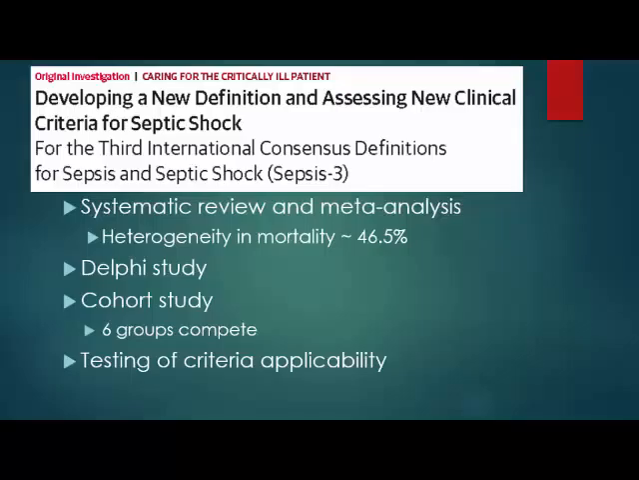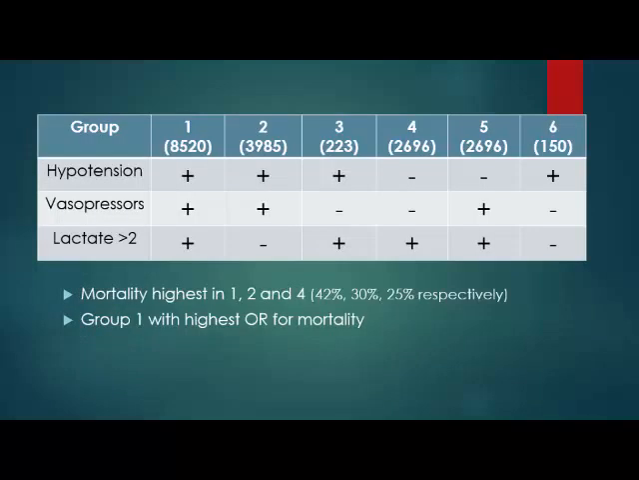So they could divide these cohorts, or they could establish groups and then do their cohort study. So the most important portion of this study, I think, that we need to look at is this cohort study. They divided the surviving sepsis campaign patients into 6 cohorts. They looked at the 6 different groups based on the presence of hypotension, vasopressors, and lactate.